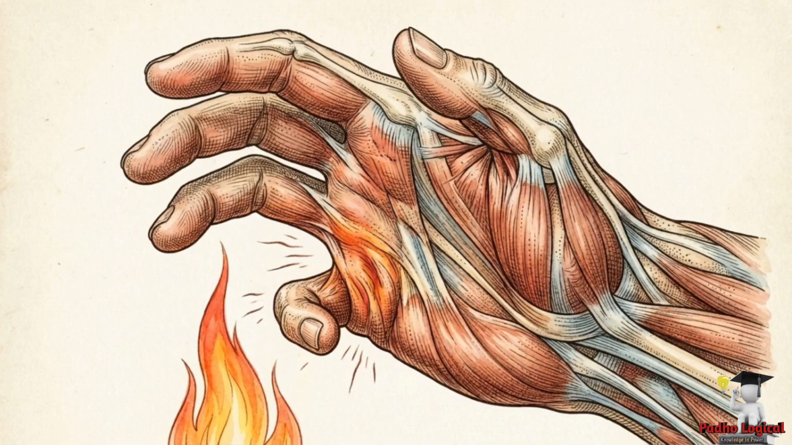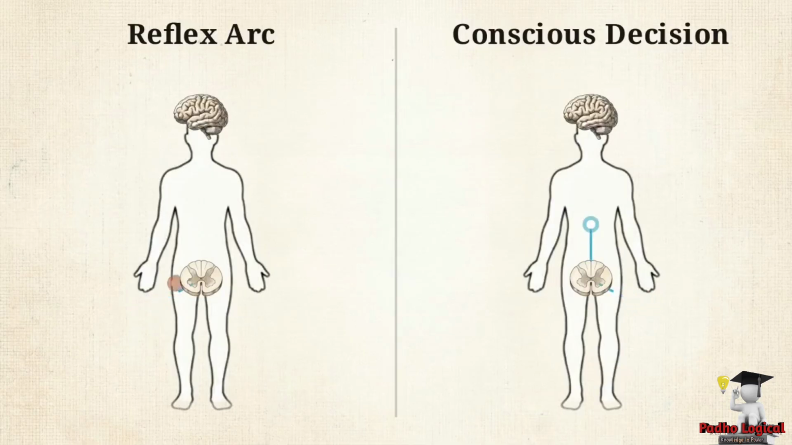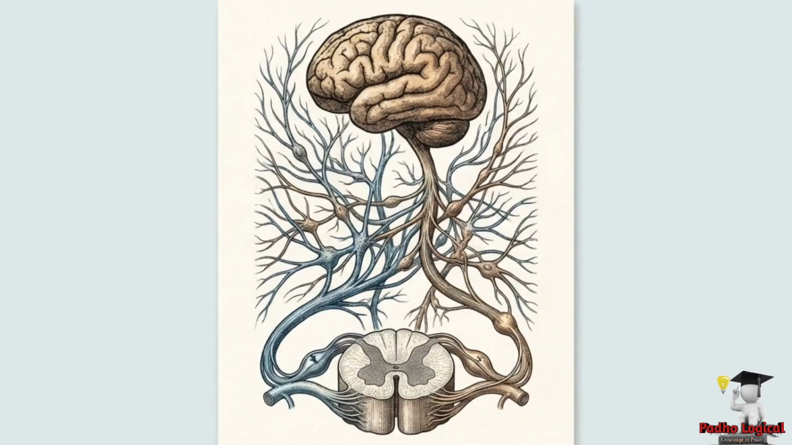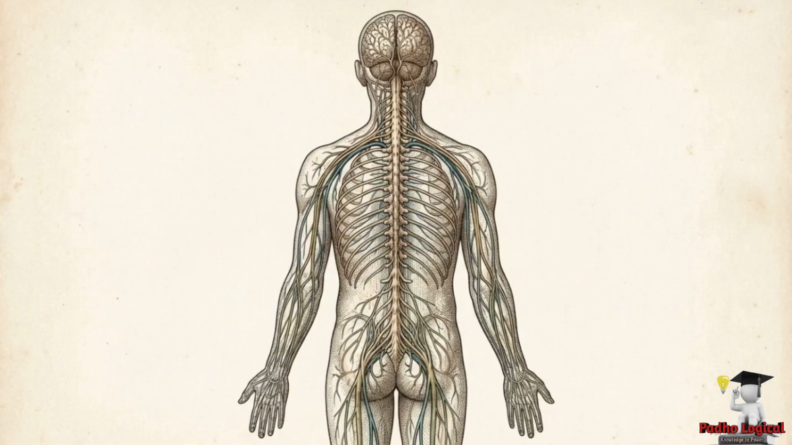This local reflex loop fires in milliseconds. Standard conscious decision-making, which requires data to reach the brain, be analyzed, and return as a command, is significantly slower. The reflex arc proves that the nervous system is hierarchically engineered. It purposefully trades computational complexity for life-saving latency reduction at the peripheral edges of the body.